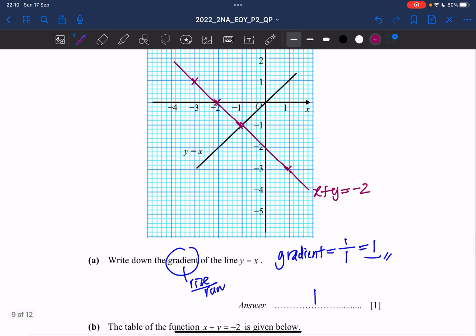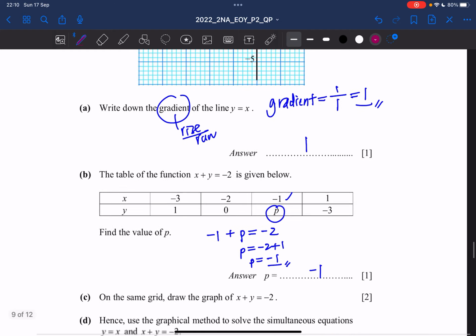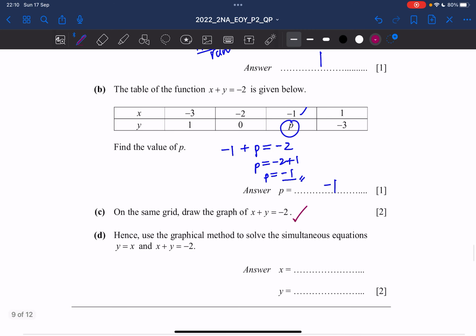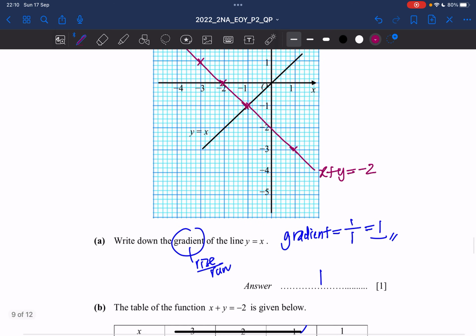So we have two lines. We just draw another additional line. So our next question, this one is done already. The next question says use the graphical method to solve these two lines. So that means we need to look for the intersection. So they intersect at this point here. So this point here, what is the coordinate? So let's see.